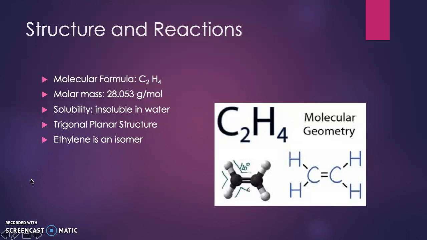The structures and reactions of ethylene include a molecular formula of C2H4, molecular mass 28.053 grams per mole, being insoluble in water, and a trigonal planar structure. Ethylene is also an isomer.